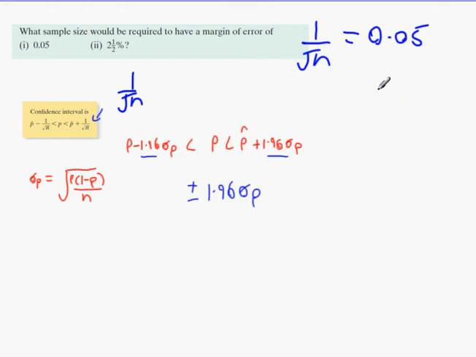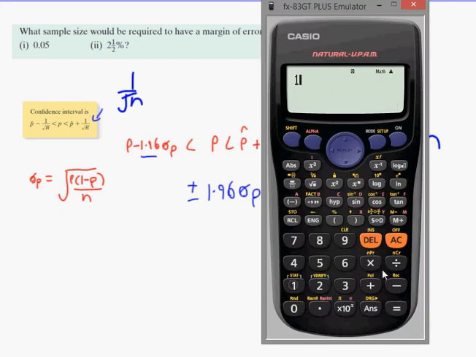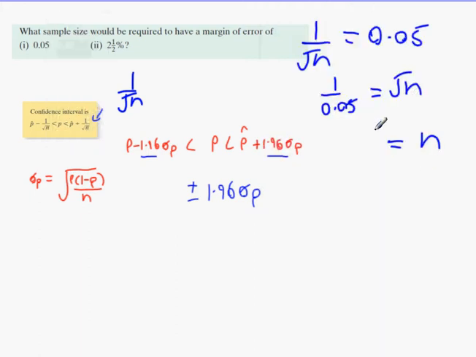Now we're going to rearrange it as 1 over 0.05 equals the square root of n. Square both sides. Can anybody tell me what we get? Just calculator job. 1 divided by 0.05, squared, guys. Okay, so I need a sample size of 400 to have, with 95% confidence, an error of 0.05.